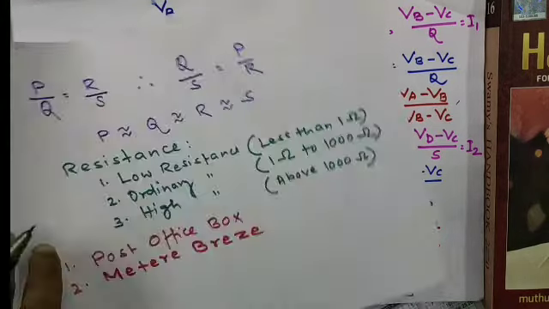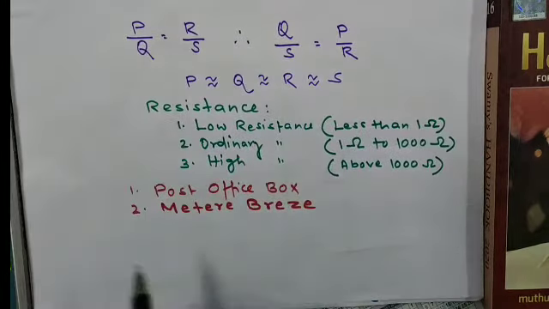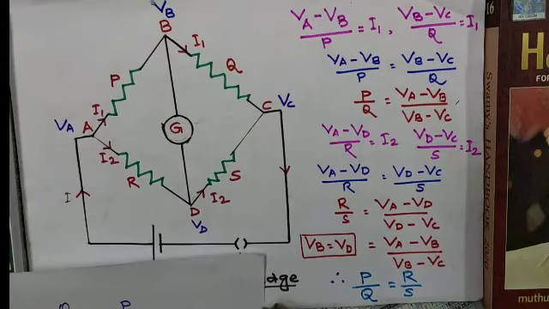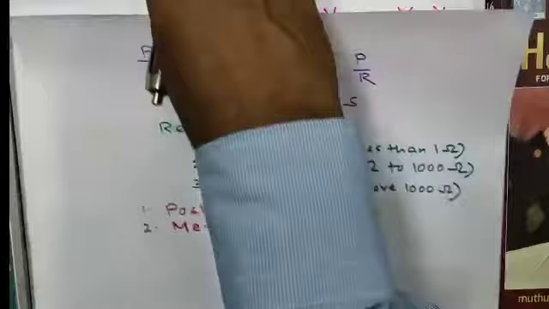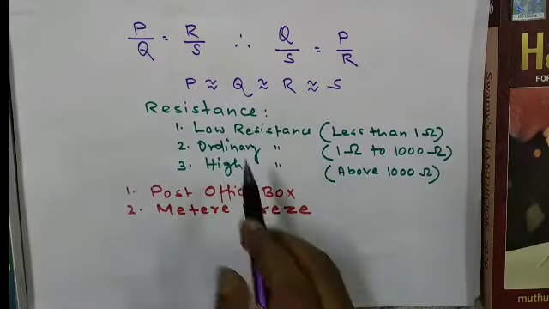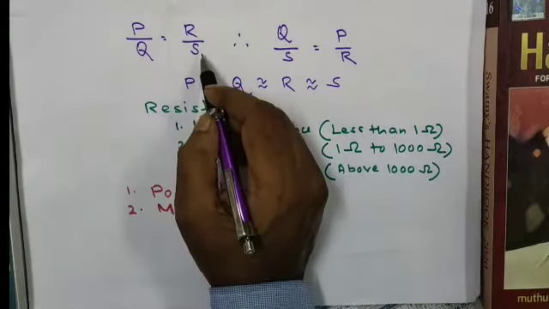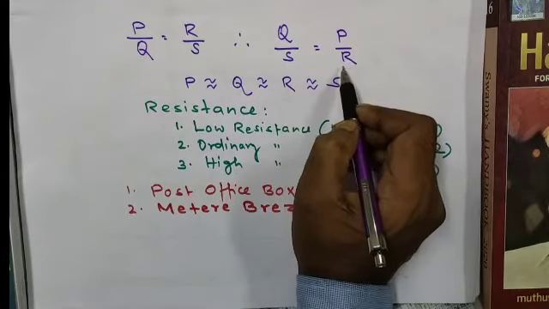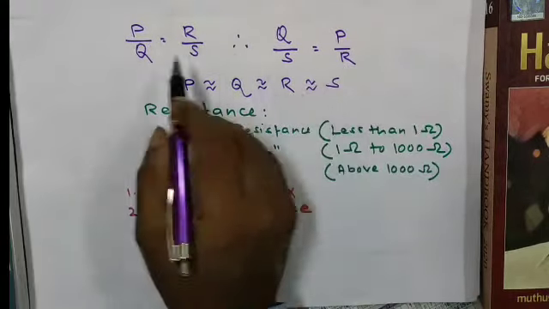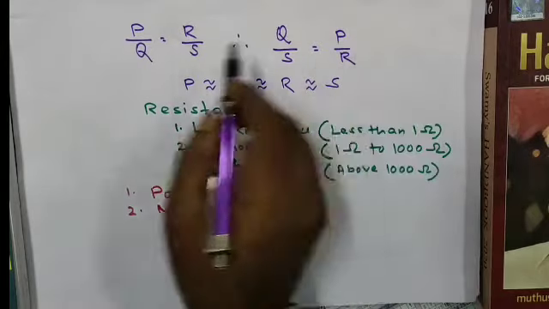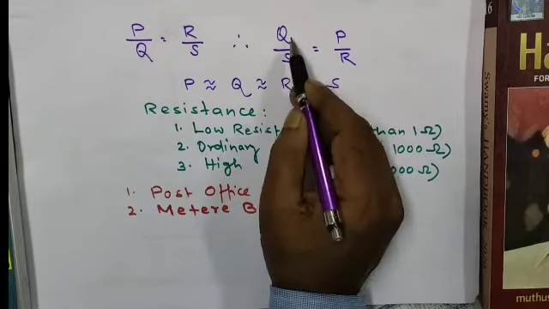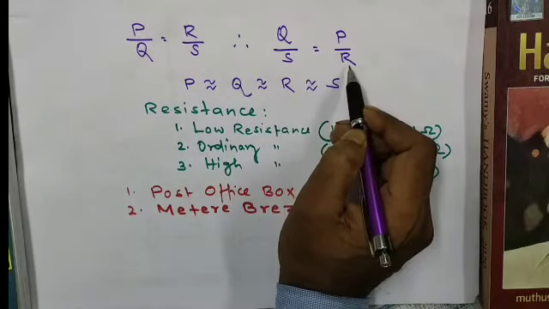So previously we have got P by Q is equal to R by S. So we can write the equation this way: P by Q is equal to R by S, so we can write Q by S is equal to P by R. These are the same. Both equations are the same. P by Q is equal to R by S means Q by S is equal to P by R.